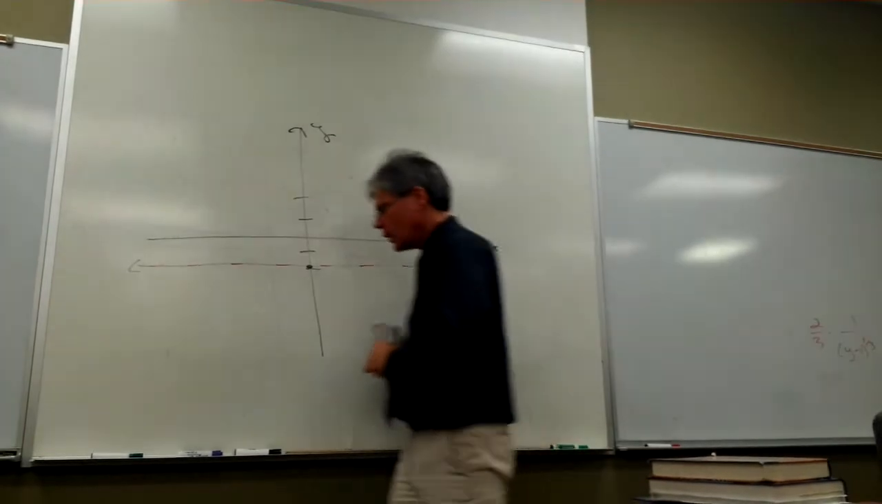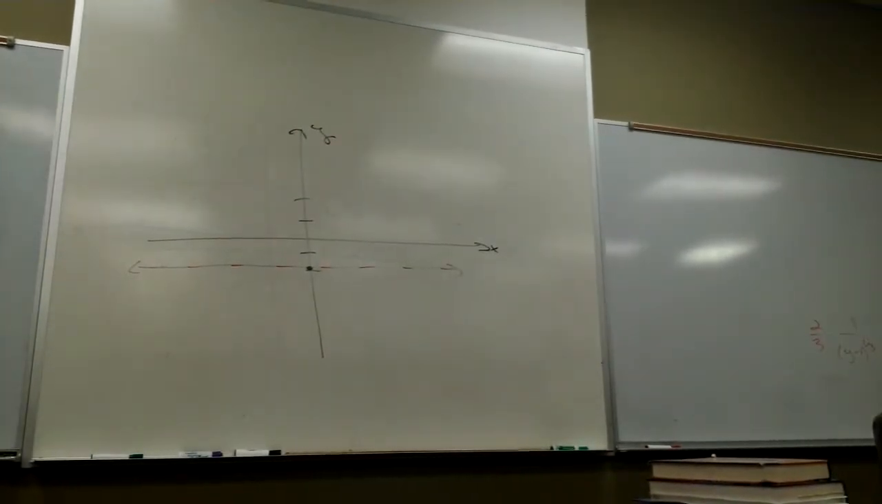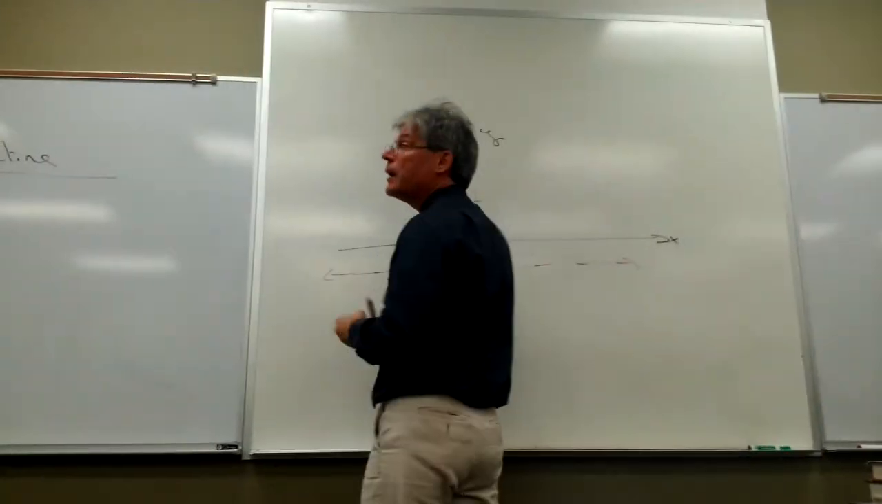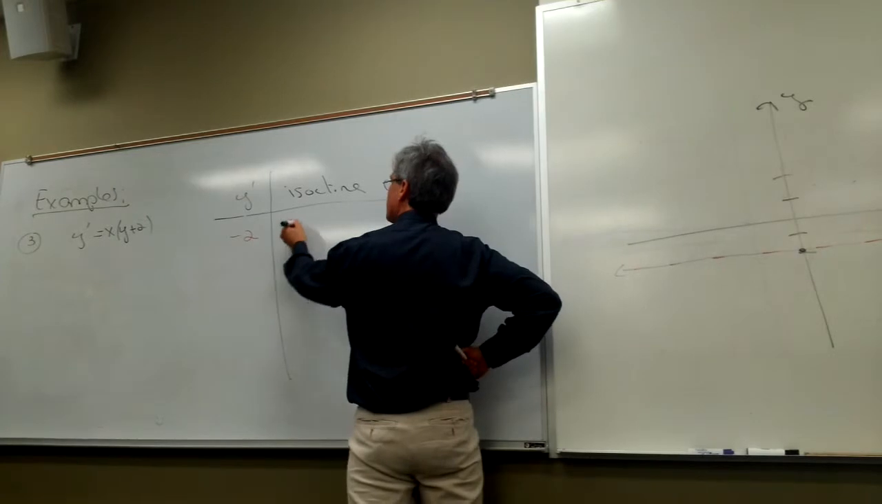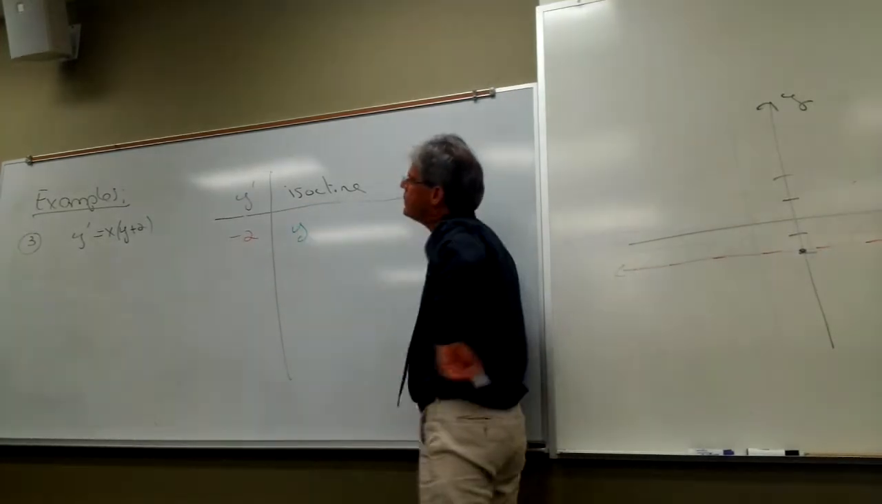Next. Let's pick some values of y prime out of thin air. How about something like -2? Let's see what the corresponding isocline is, and I'll be consistent with my color in green. Anybody? So y prime equals 1. You meant y, not y prime, right? Yeah.